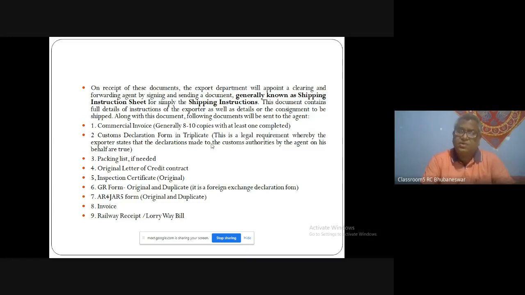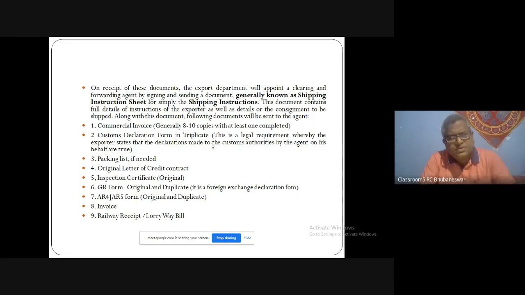Invoice, railway receipt, lorry way bills are there. One student asked me, "Sir, these are some of the documents which you repeatedly mention. These documents are at the time of shipping, these are documents at the time of exporting, and these are documents at the time of an export order, or these types of documents are required at the time of an export sales contract."